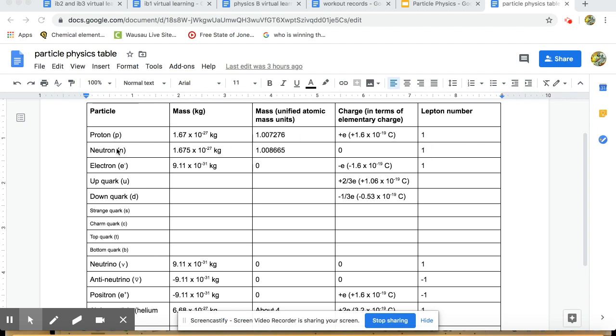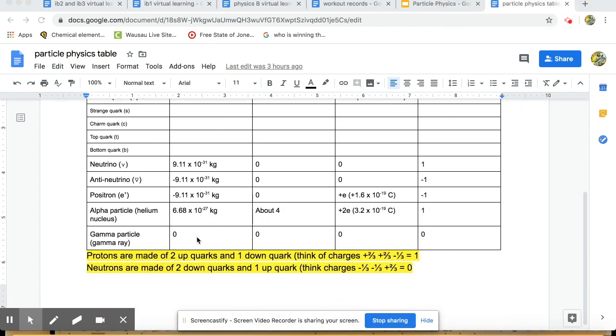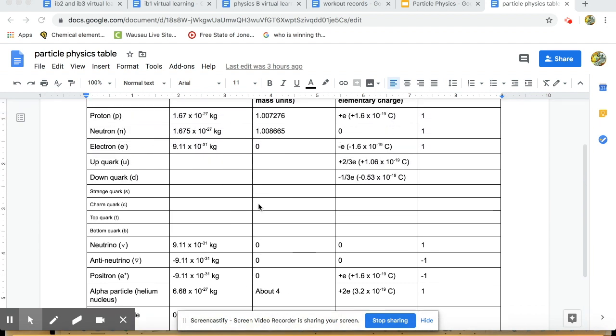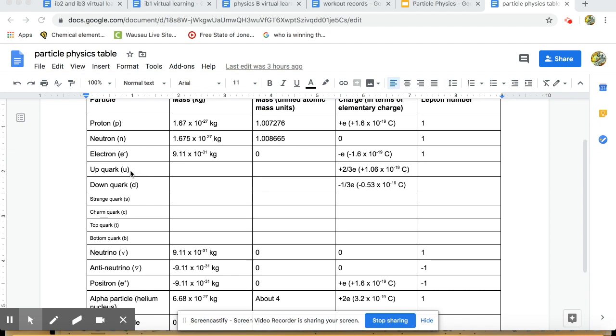Now, protons and neutrons are not actually elementary particles. They can be broken up into smaller particles. Electrons cannot be broken up, but protons and neutrons can be broken up even further. Protons are made up of 2 up quarks and 1 down quark. Now there are 6 different types of quarks. There's up quarks, labeled U, down quarks, labeled D, strange quarks, S, charm quarks, C, top quarks, T, and bottom quarks, B. We're going to focus on up and down quarks. Now, they are smaller than protons and neutrons because they make up protons and neutrons.